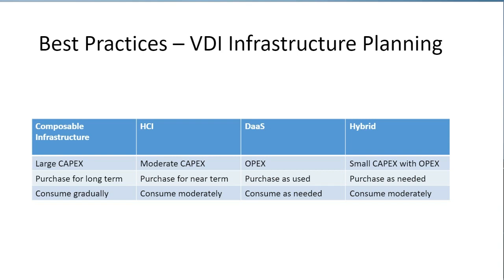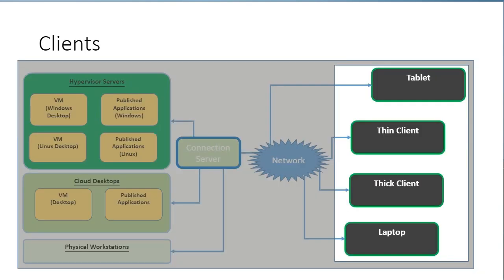So we talked a little bit about the back end. Now let's talk about the clients. This is actually the only piece of hardware that most end users will see. It's what you connect to the virtual desktop with. And you can use mobile devices like tablets. You can use thin clients, thick clients. You can use laptops. If you have some old PCs, you can repurpose those into pure VDI clients.